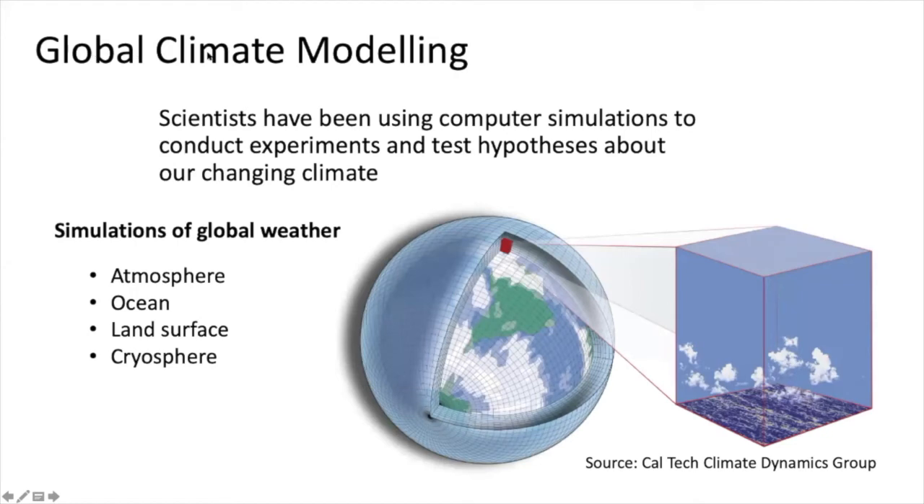The data is coming from global climate modeling, and this is where scientists are using computer simulations to conduct experiments and test hypotheses about climate change. These are done by simulating global weather in the atmosphere, ocean, land surface, and cryosphere, by chopping everything up into three-dimensional grid cells like here.